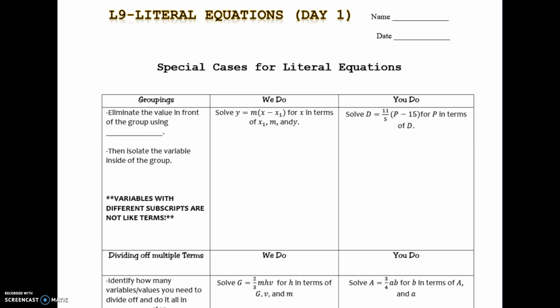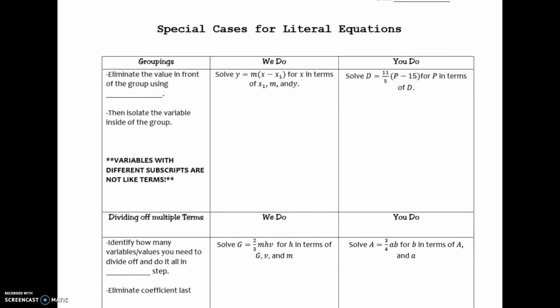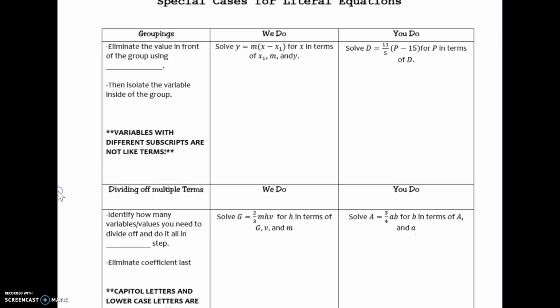We will be talking about a bunch of specific cases of literal equations this week. Today, we're just going to start with two of them. So the first special case we're going to talk about is when we have a grouping happening. And typically groupings happen with parentheses.